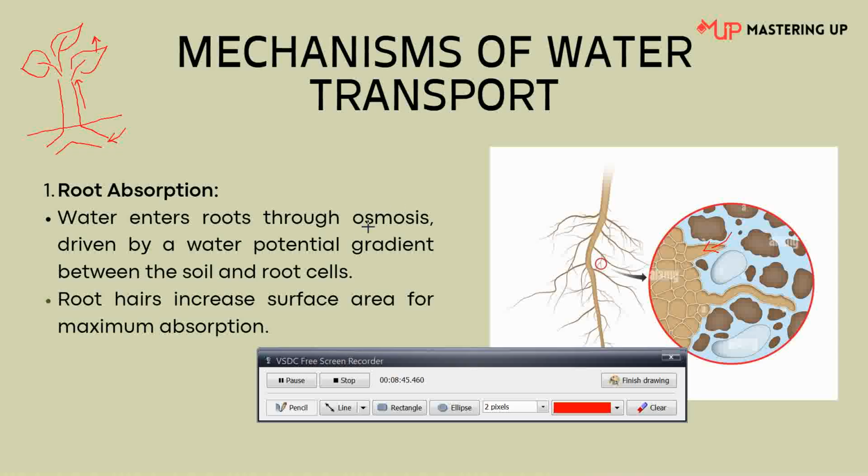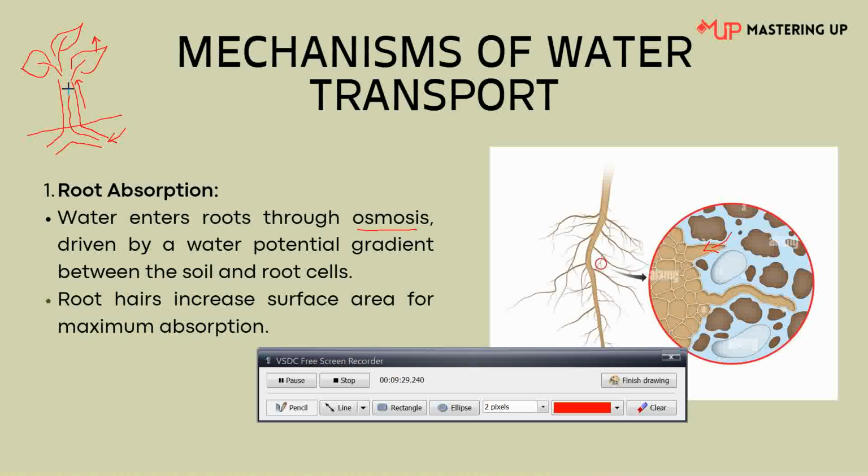Water enters into the root through osmosis, driven by the water potential gradient between soil and root cells. Due to the difference in the water gradient between the soil and the root cell, water enters from higher concentration to lower concentration inside the root hair, and this root hair increases the surface area for maximum absorption. We discussed the increase in surface area in the previous class, in the structure of the root. After entering the root hair, this water is transported into the xylem vessel.